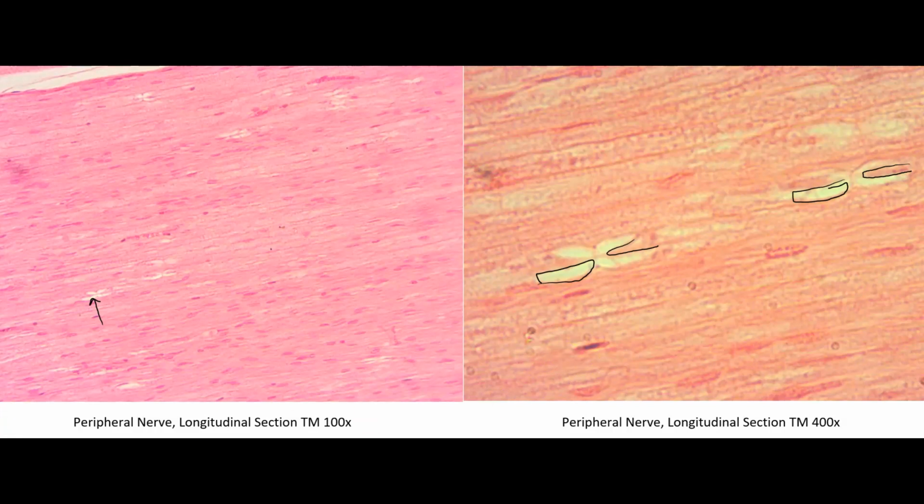And remember, the function of the myelin and the myelin sheath is to insulate the electrical current within that axon and allow for saltatory conduction or faster conduction of the action potential.